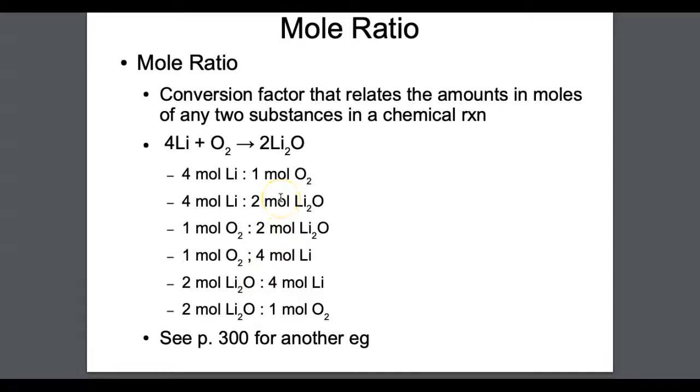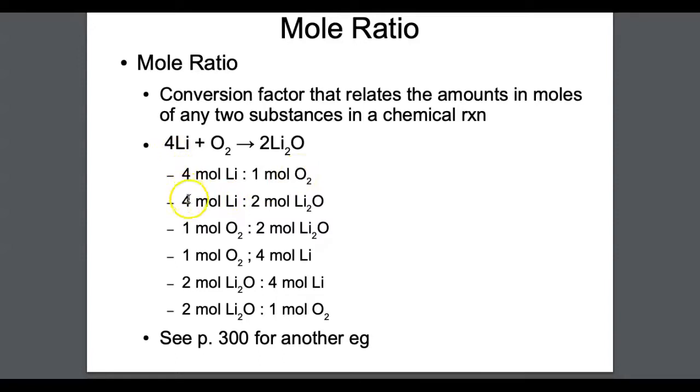So mole ratios, these are the conversion factors. This is the stoichiometric step that compares two substances in a balanced chemical reaction. So make sure that your equation is balanced. And then all we're going to do here is we're just going to compare the coefficients. So we have 4 moles of lithium to 1 mole of oxygen. So 4 moles lithium over 1 mole oxygen. Pretty straightforward. We're just looking at the coefficients.